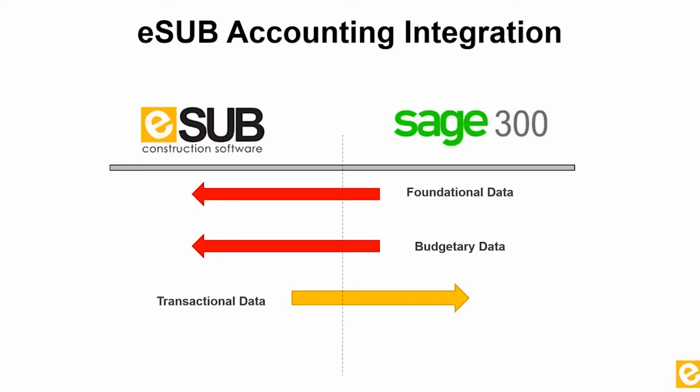Lastly, we've got transactional data flowing from eSUB into Sage, and that is because we've got information that starts from the operations team. So for a change order or a purchase order, those originate with the operations team and the project manager, and then get sent into accounting software so that we can keep everything aligned.